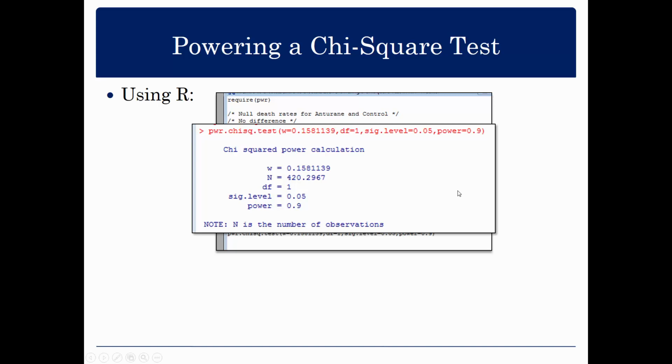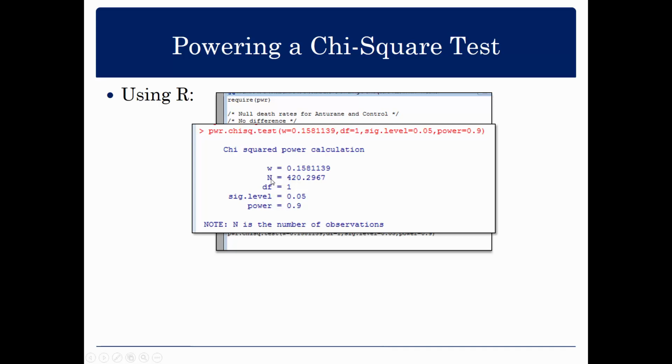So here, again, just putting in the omega, or the W, I keep calling it omega, the W that was calculated by that effect size measure, which again kind of summarizes what effect we're looking for. The degrees of freedom of the test, the alpha and the power. We can see here it spits back out all of your inputs and gives you the number of observations required.